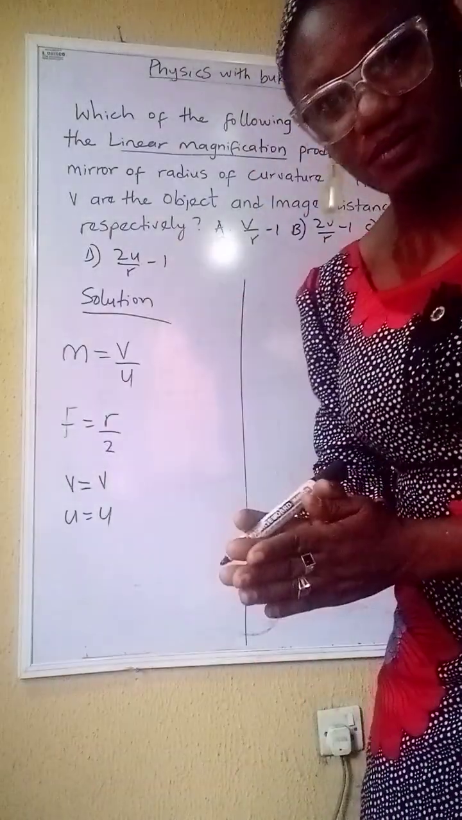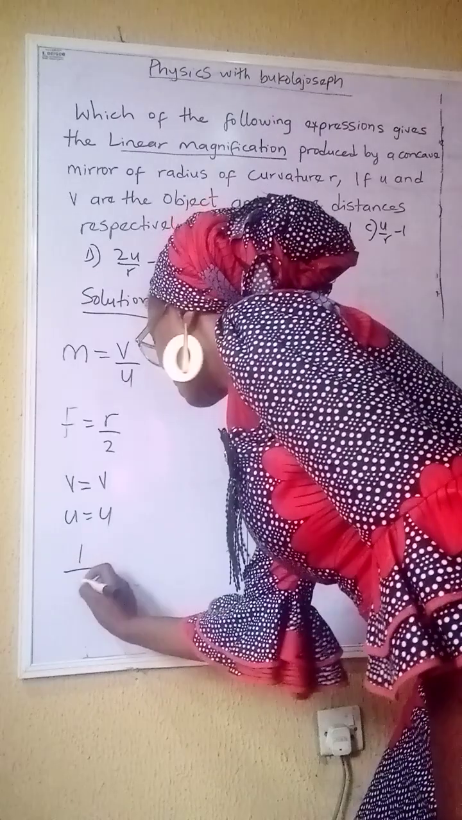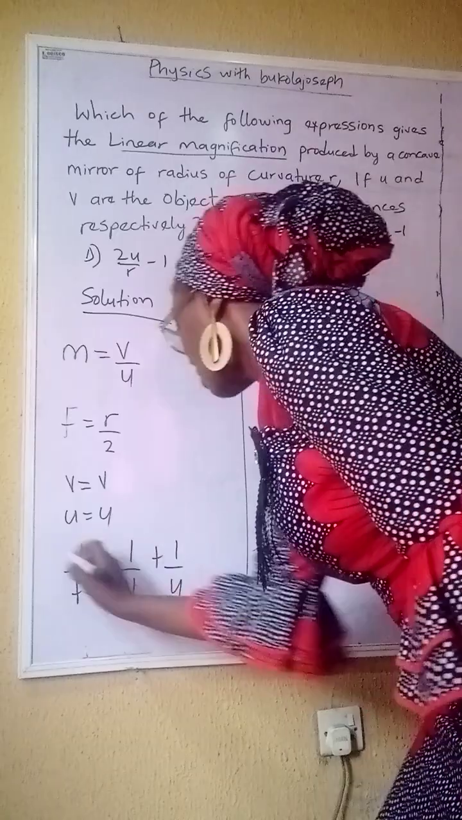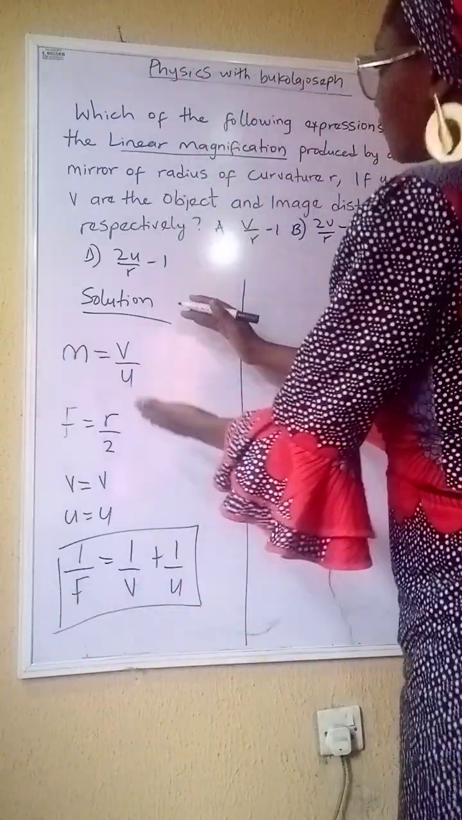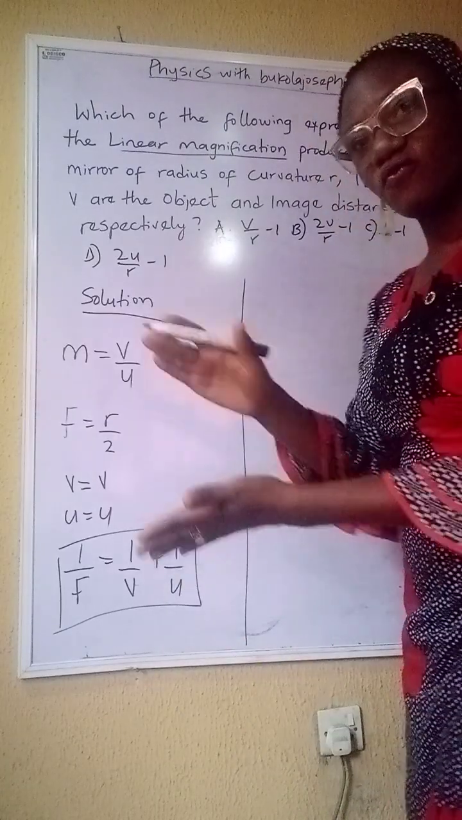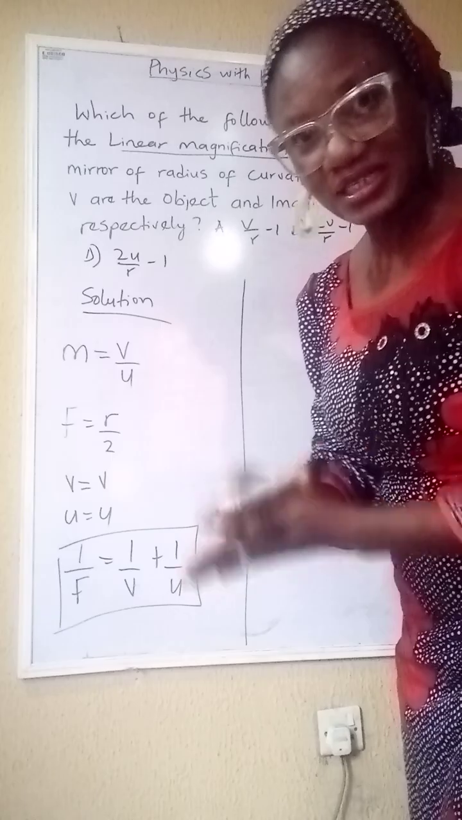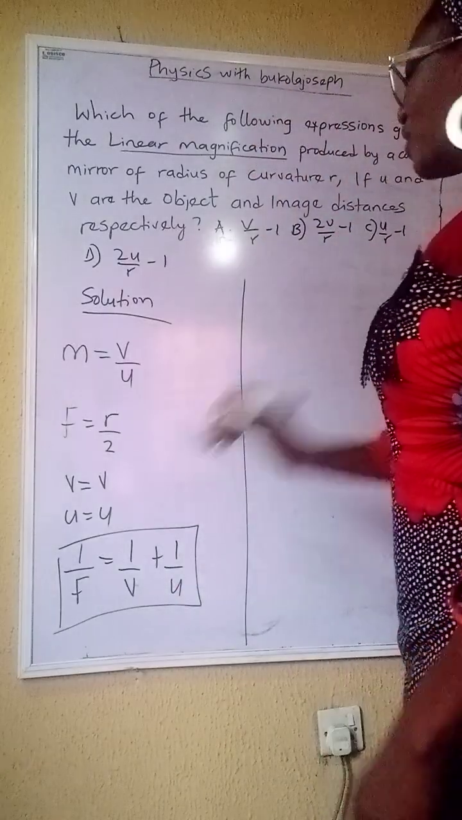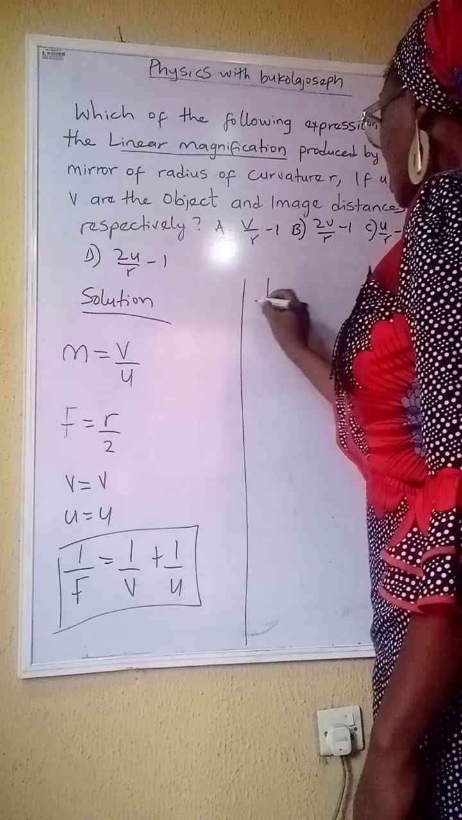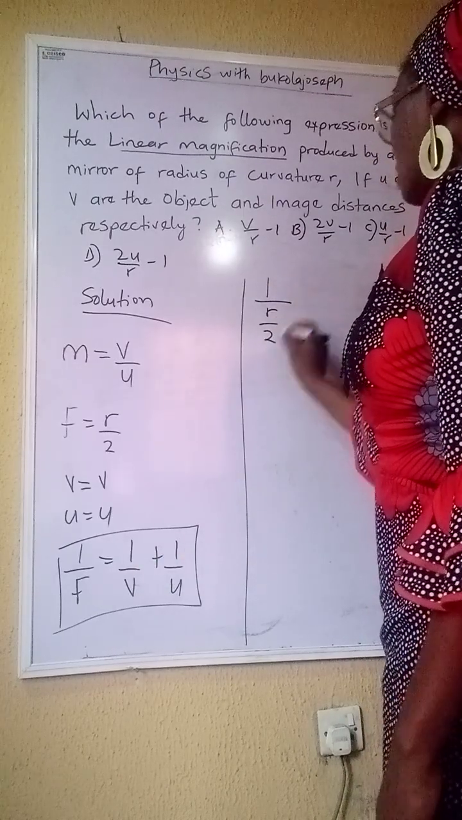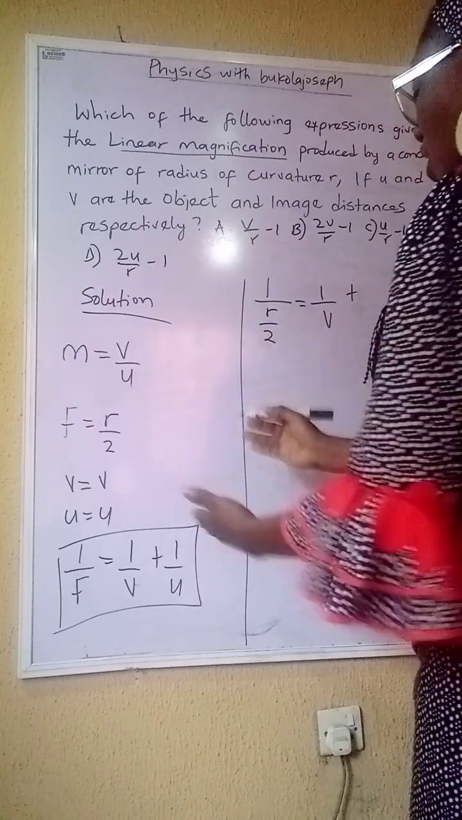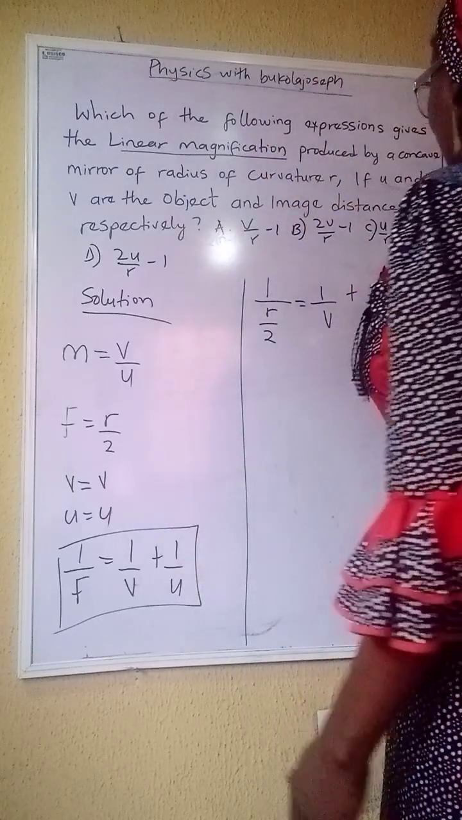Do you still remember the mirror formula? The mirror formula is simply 1 over F is equal to 1 over V plus 1 over U. So all that we have gotten from the question, we are going to inject into this formula and then find the linear magnification. So let's do this. 1 over F, and F in this case is R over 2. So we have 1 all over R over 2 is equal to 1 over V, plus 1 over U.